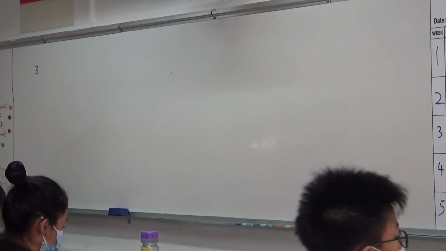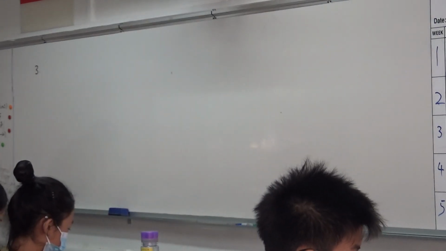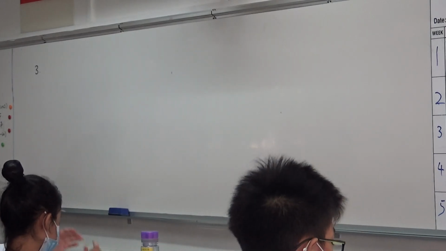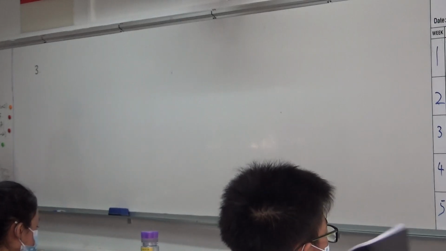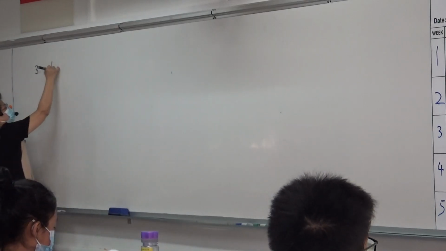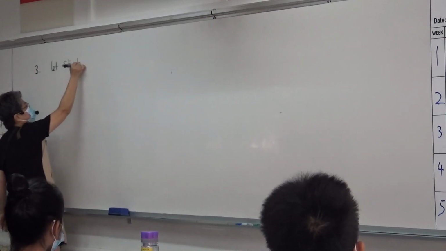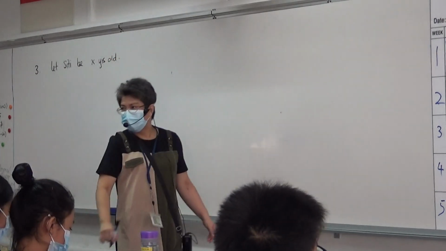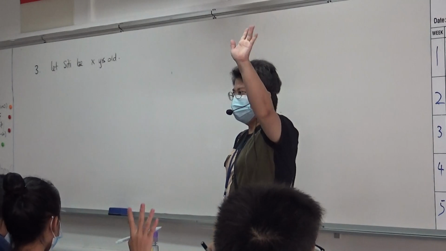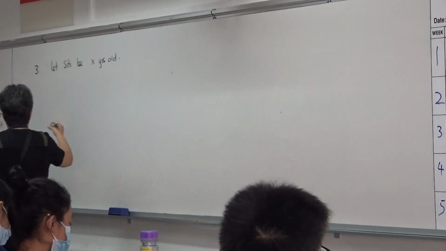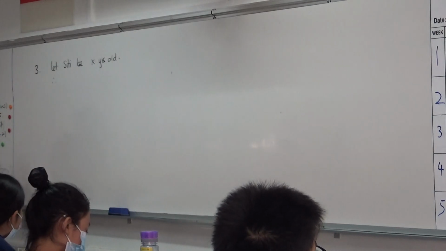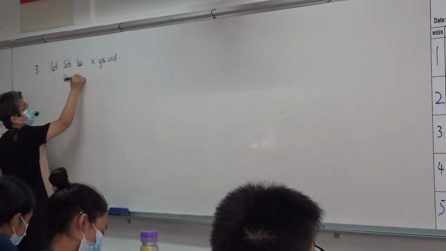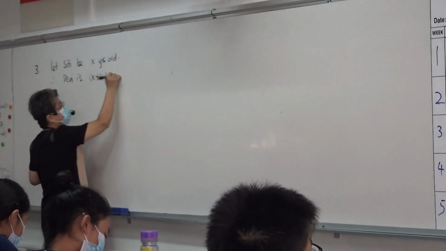Davy is 4 years older than Siti and Yi Hao is 2 years younger than Siti. If the sum of their ages is 47, find their respective ages. Okay? Now, let Siti be X years old. Siti is X. Okay, good. It can be A or B, it doesn't matter. Therefore, who's the next person that we want to find? Davy. Davy is X plus 4 years old.